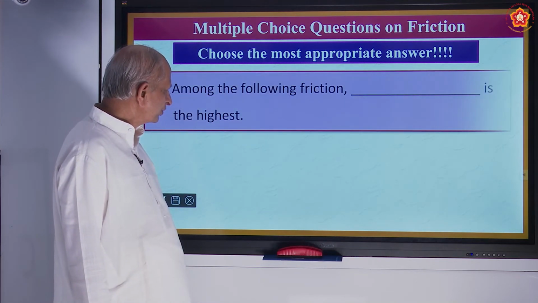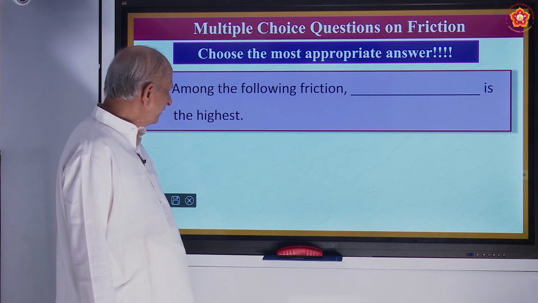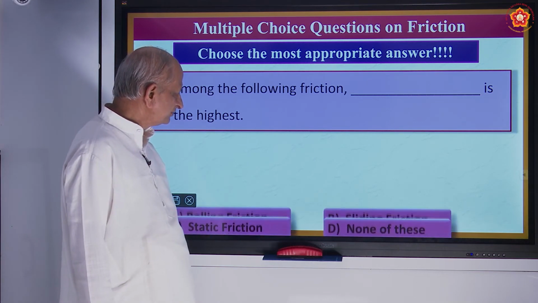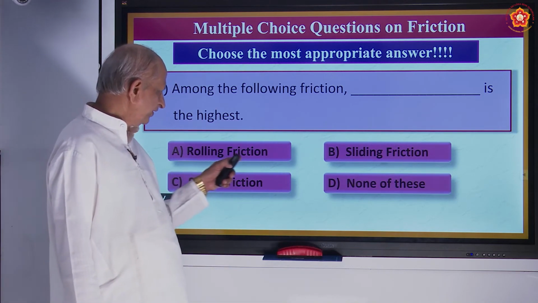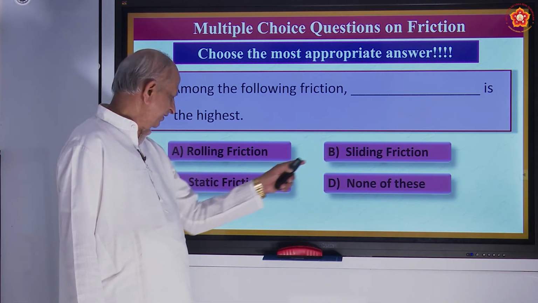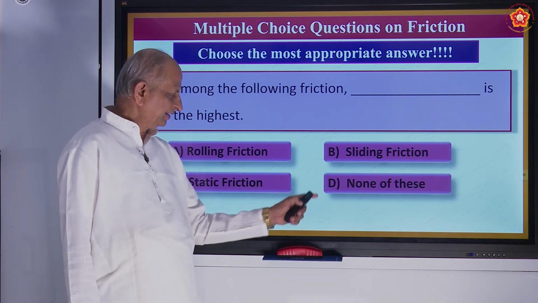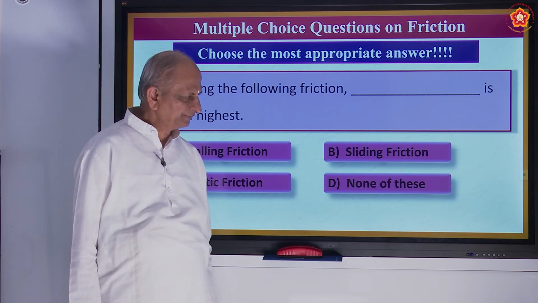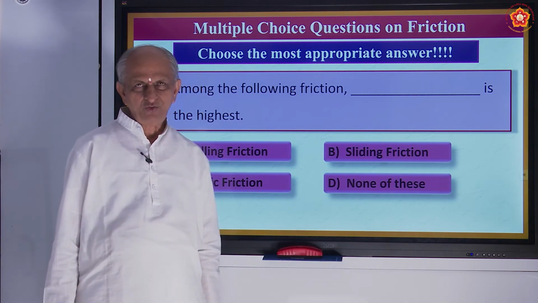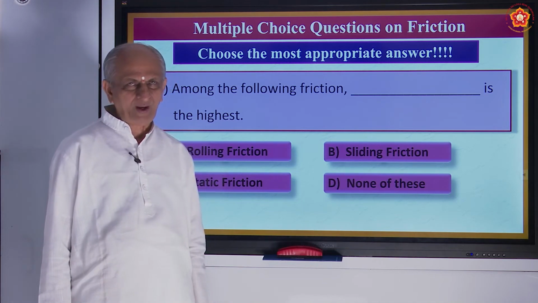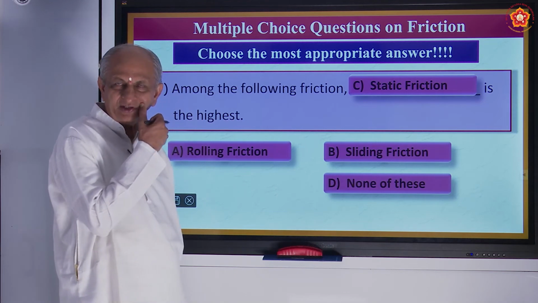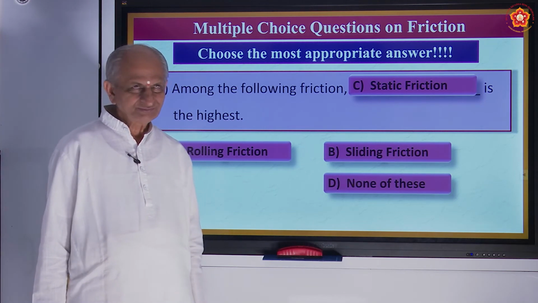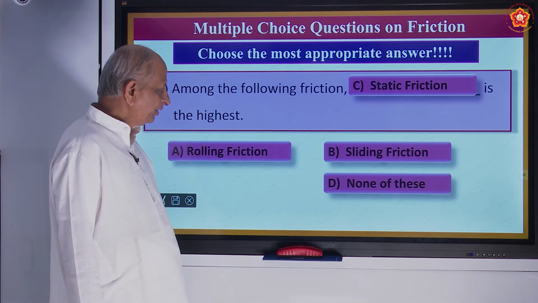Okay, one more question you have. Among the following, the highest amount of friction can be seen in rolling friction, sliding friction, static friction, none of these. Come on, 5, 4, 3, 2, 1. Static friction, that is highest. Correct?